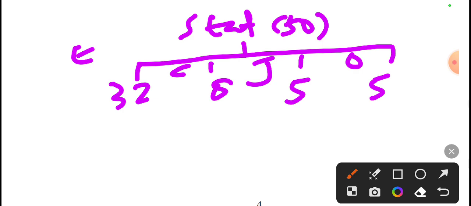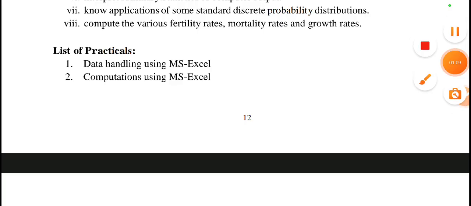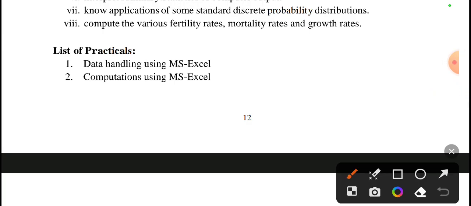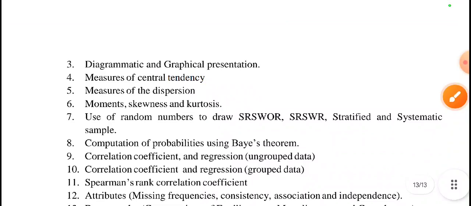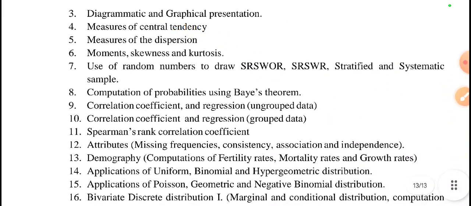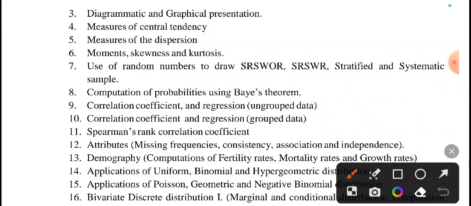In this 32 marks, I will show you the exact list of practicals, and which practicals would be there. Now you can see the list of practicals. There are in all 20 practicals. This is practical 1, which is related with data handling using MS Excel. This is practical number 2, which is computations using MS Excel. Practical number 3 is related with diagrammatic and graphical representation. Practical number 4 is related with measures of central tendency, and measures of dispersion is practical number 5.